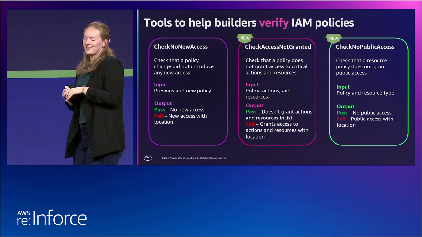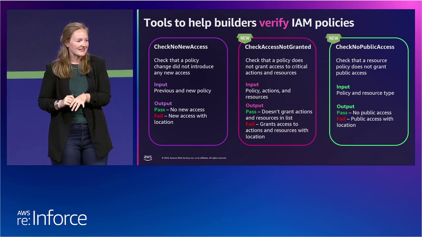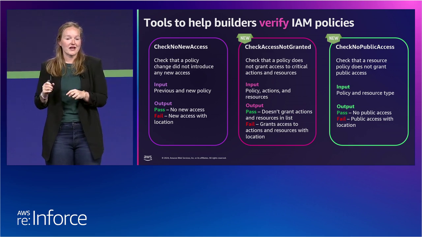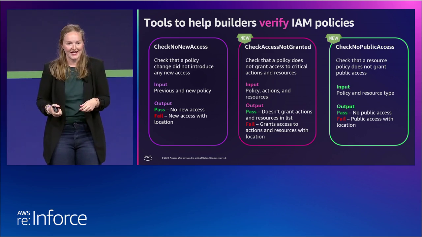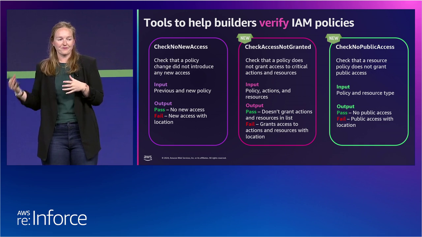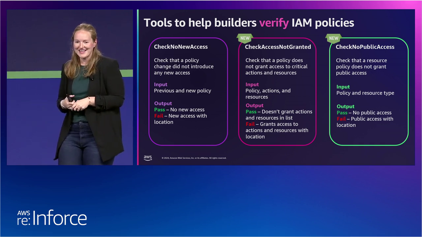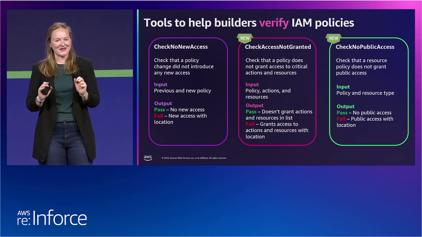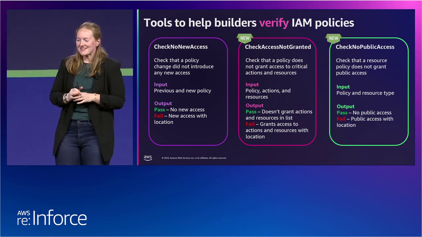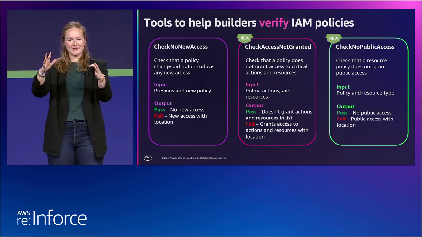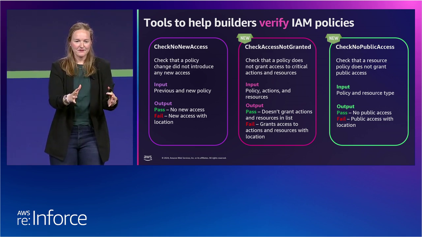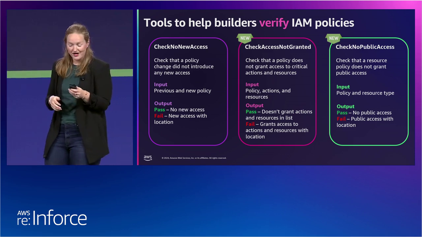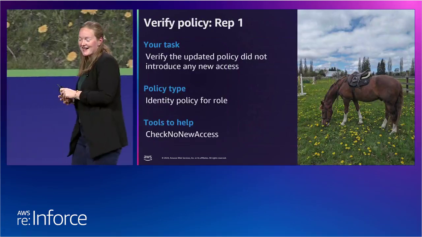What we are also introducing is check no public access. With more and more resource-based policies, if you author it in a way that's too broad, you can actually grant public access to your resources. And we don't like that. Nobody likes public access. It has some use cases, but in my world, we don't like it. So you can take a resource-based policy, tell us the resource type, and it will tell you if the policy is public or not. So we're going to demo all of these today.